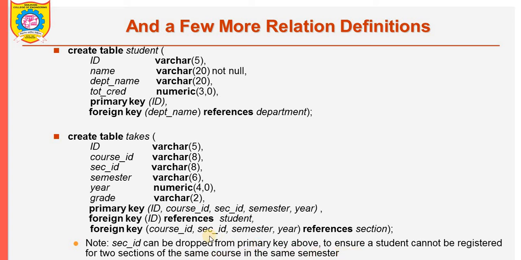If we remove this section id from the primary key above, then a student can register for 2 sections of the same course in the same semester. That should not happen. So we cannot remove the section id from the primary key. Applying that restriction depends upon the plan or database schema.